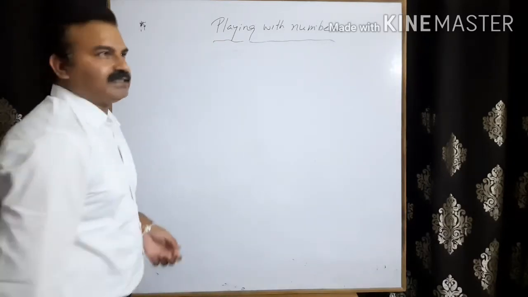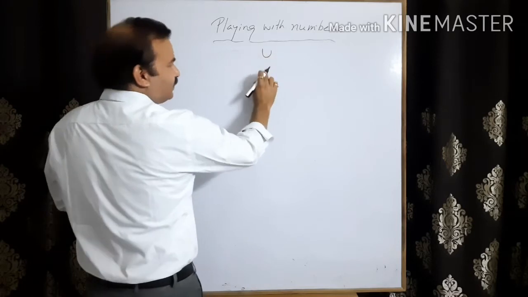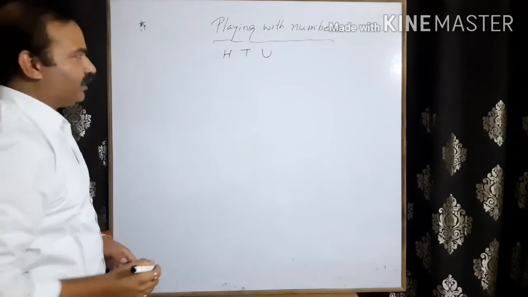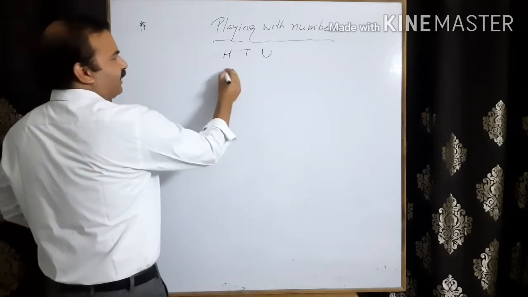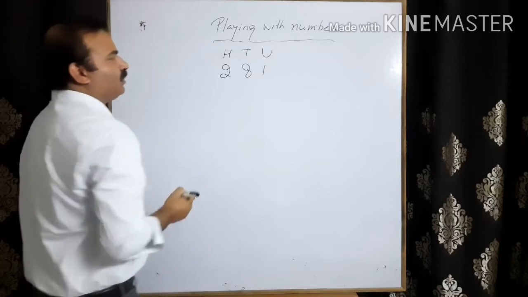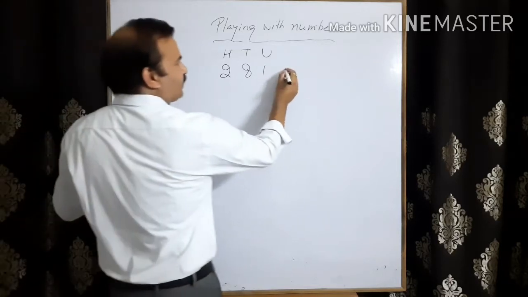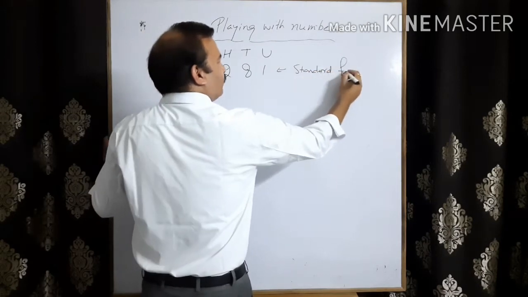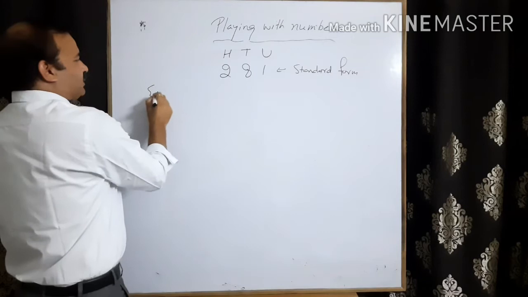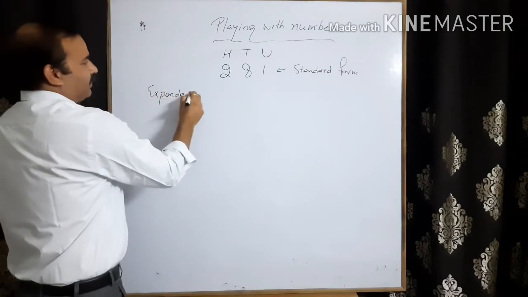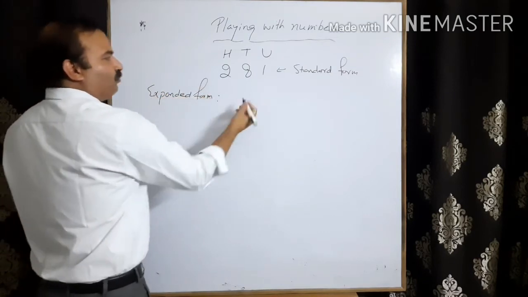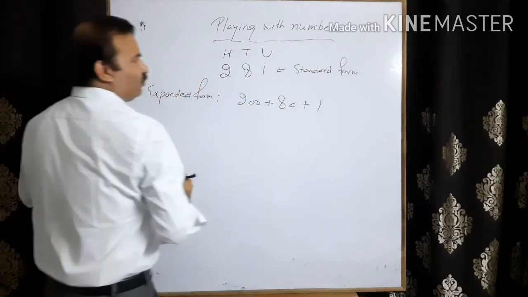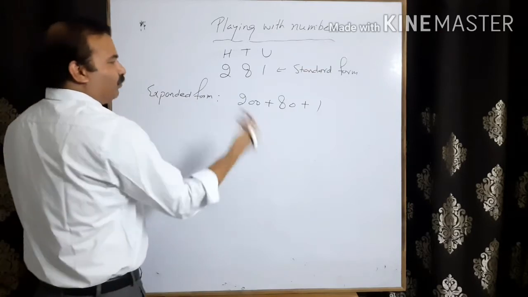If we talk about a 3-digit number, U is the digit at the unit place, T the digit at the tens place, and H the digit at the hundreds place. Let us take a number, 281. This is the standard form. If I write the expanded form, we can write it as 200 plus 80 plus 1. Fine. A little bit more expanded.